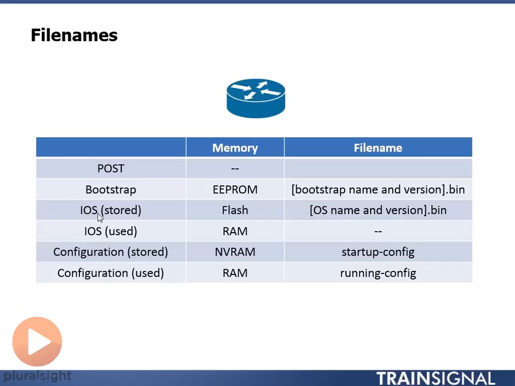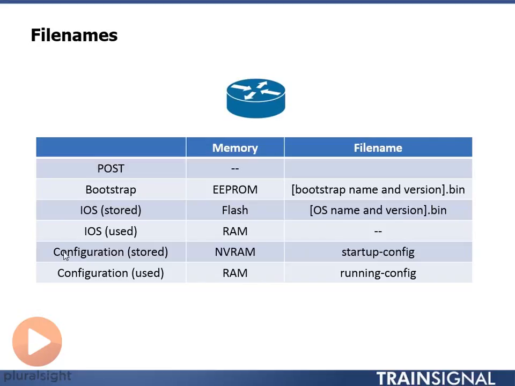So when the IOS is stored, it's stored in flash. When the IOS is used, it's stored in RAM. And that IOS file name is going to be some other name, .bin as well, and that'll be stored in flash. When it's in RAM, we don't refer to it by the file name. We've extracted all the information we've needed out of the OS, and we've put that into RAM so that we can call upon it and use it.